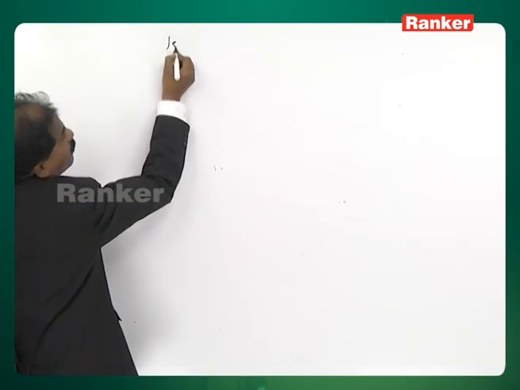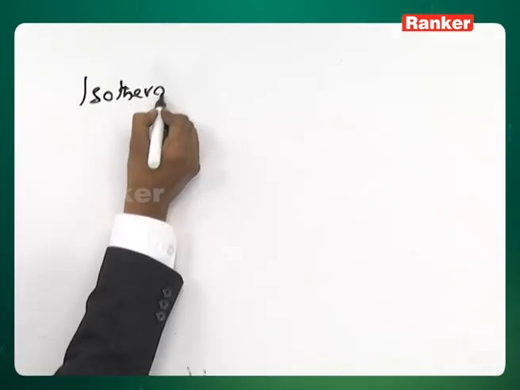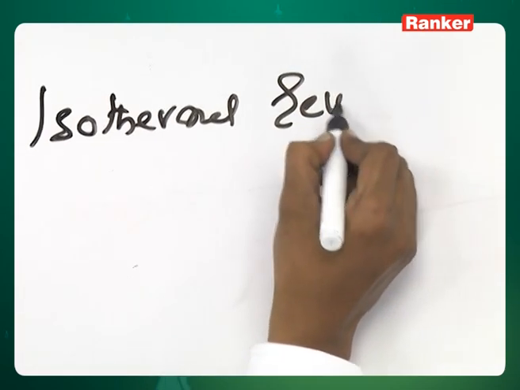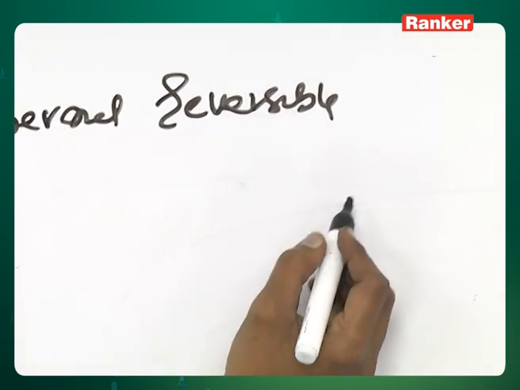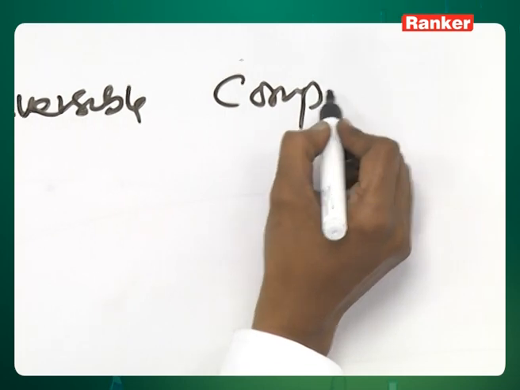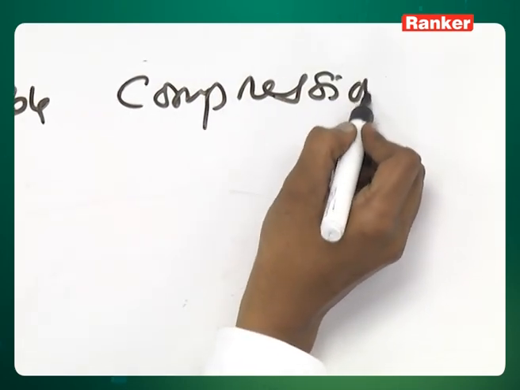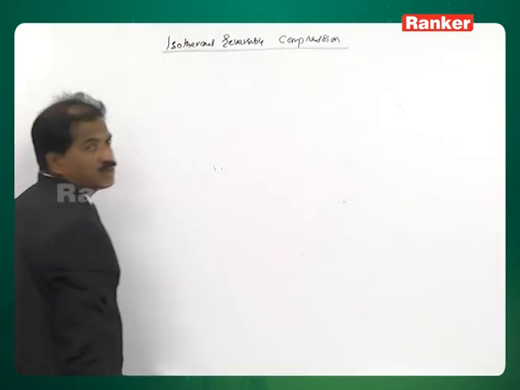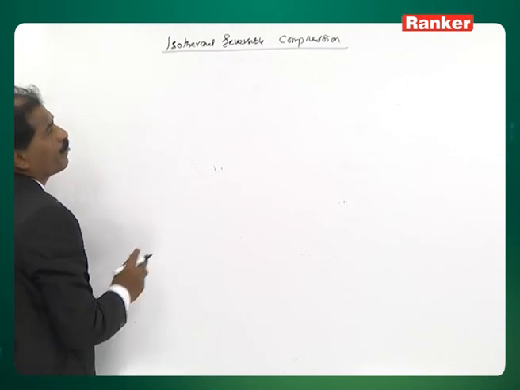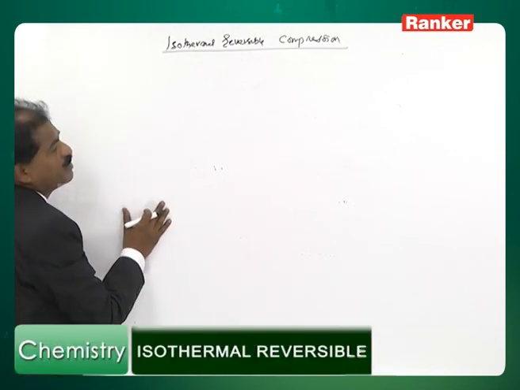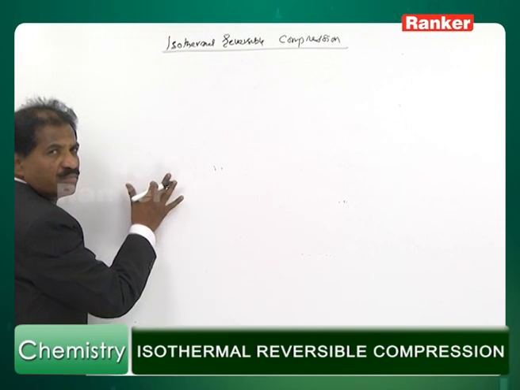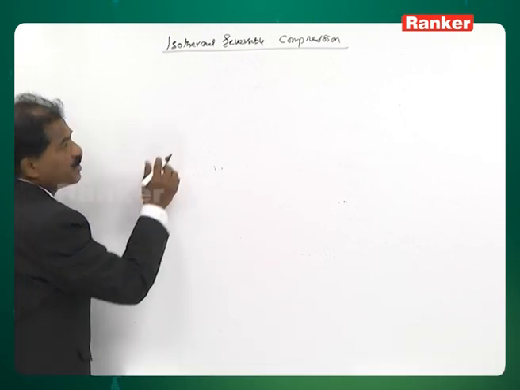Next, isothermal reversible compression. For compression to take place, the pressure of the surroundings must be more than the pressure of the system.